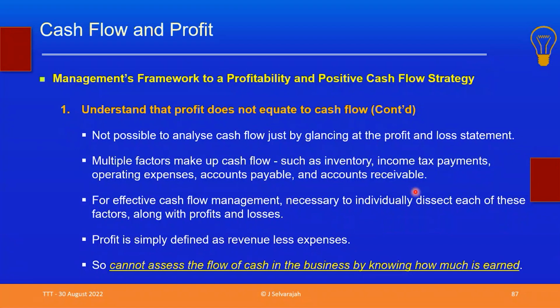You can't pay your accounts payable, you don't have enough inventory. And your operating expenses, if you don't manage your operating expenses, it is bloated. And this is what causes the cash flow issue. All right. So one is a P&L item causing a cash flow issue. So for effective cash flow management, you must individually dissect each of these. All right. With the profit and the loss, profit is simply defined as revenue less expenses. That's all. So you cannot assess the flow of cash in a business by knowing how much profit it made.